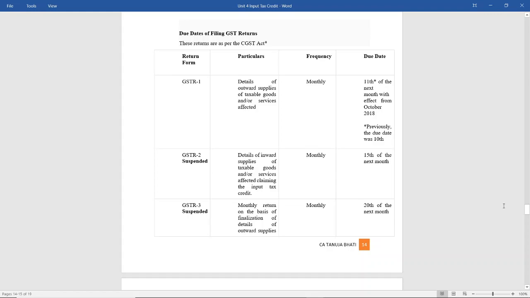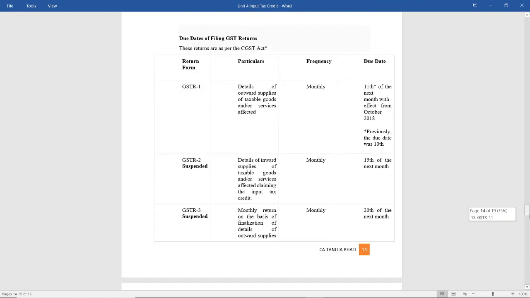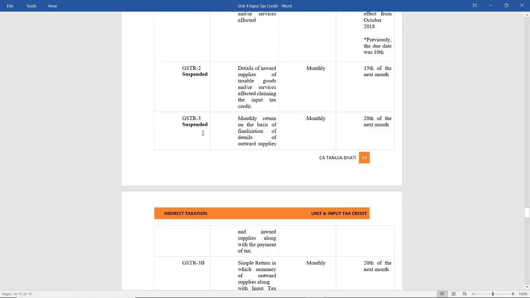GSTR 2 has been suspended, and GSTR 3 also is suspended. But just for our knowledge, GSTR 2 is for giving the details of all the inward supplies. GSTR 1 is for all the sales, GSTR 2 is for all the purchases, the inward supplies. It has to be filed monthly and the due date is the 15th of the next month. GSTR 3 means, based on your input and output, the system will set off automatically and finalize the tax to be paid. Obviously, tax to be paid to the government is always output tax minus input tax. Again, it is monthly, by the 20th of the next month.